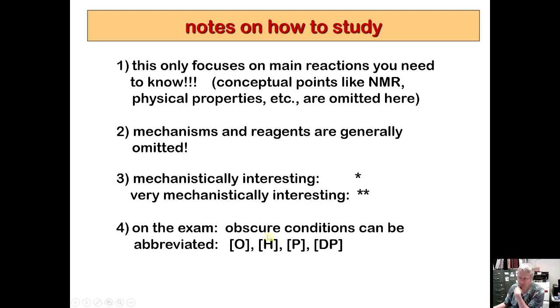On the exam, we use these abbreviations for a lot of types of reactions and reagents. And if you can't remember a reagent, you can always fill it in as bracket O bracket for oxidation, bracket H bracket for reduction, P is protection, DP is deprotection. Often you can start with that and then hunt around and find the actual conditions elsewhere in the exam.